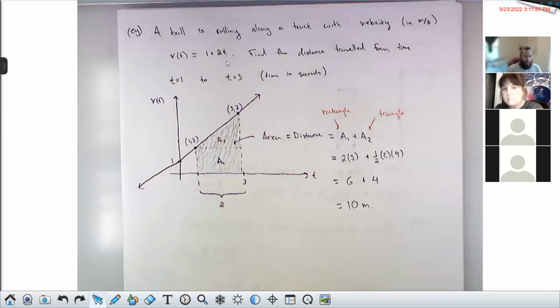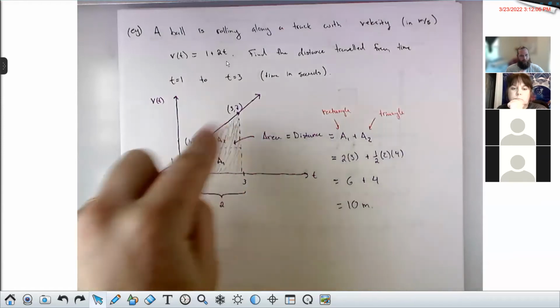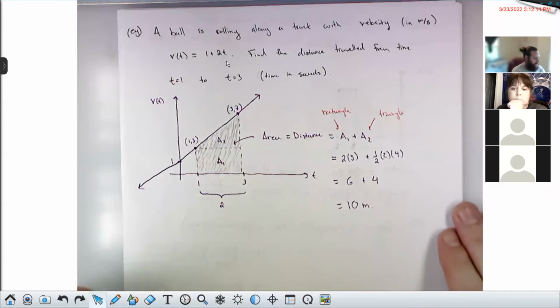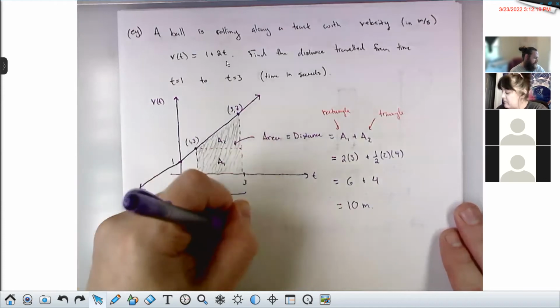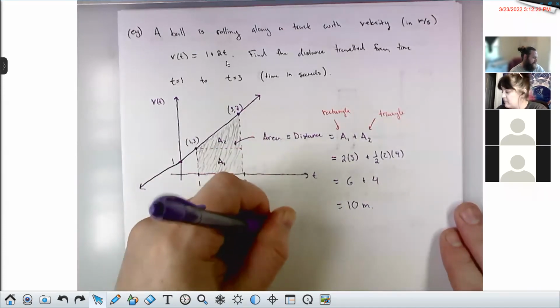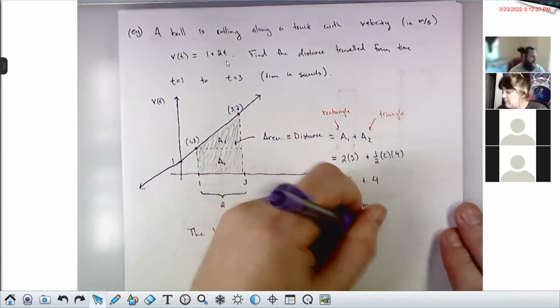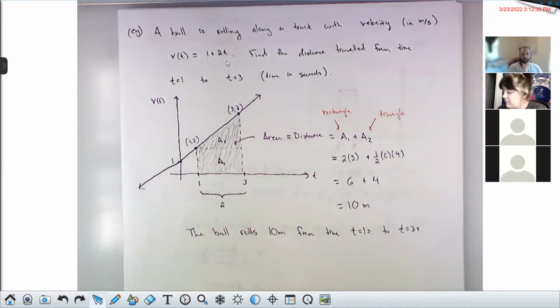And if the velocity function is sometimes positive and sometimes negative, then we need to count the area beneath the horizontal axis as negative and count the area above the horizontal axis as positive. And I'll talk to you about how to interpret those things in terms of the physical situation. But here we would say that the distance traveled is 10 meters. So the ball traveled 10 meters from time t equals 1 second to time t equals 3 seconds. And that's it. So that's the area bounded by the velocity curve.